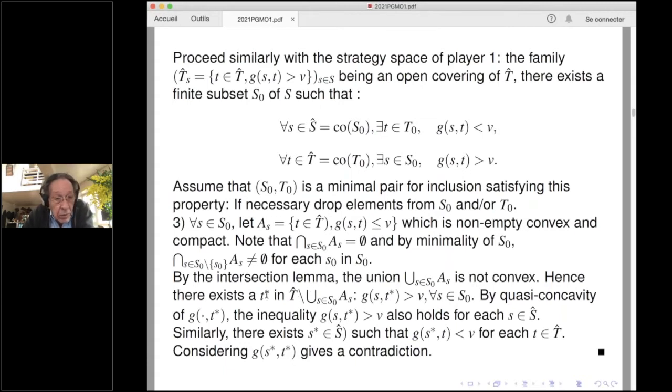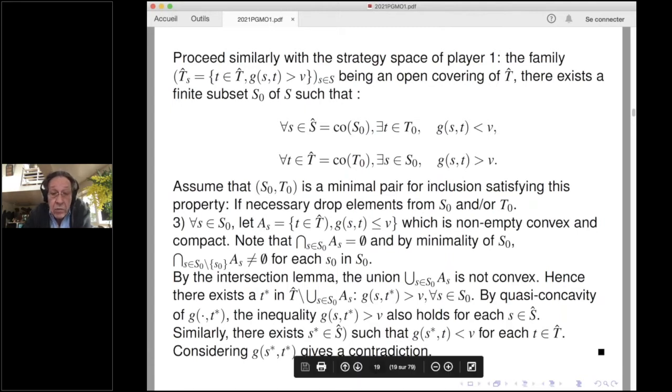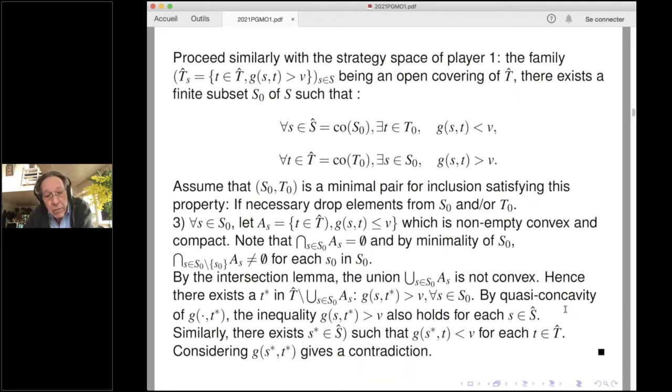So there is a point T star in T hat minus the union of the pairs. Okay, so it means that you are in T hat and you are in none of the E's. So it means that G of S and T star is strictly greater than V for all S in S0. I now use the quasi-concavity of the function G of T star as a function of S to prove that this inequality holds for every S in S star. Okay? Because it's strictly greater at the extreme point, so it's greater or equal to V plus epsilon at the extreme point, and then I use quasi-concavity.